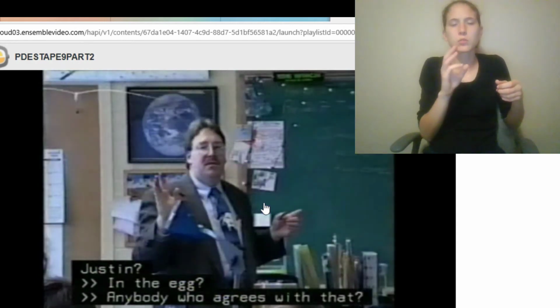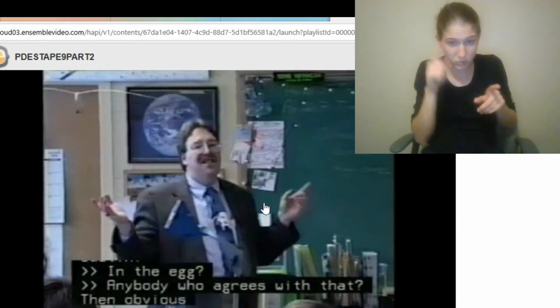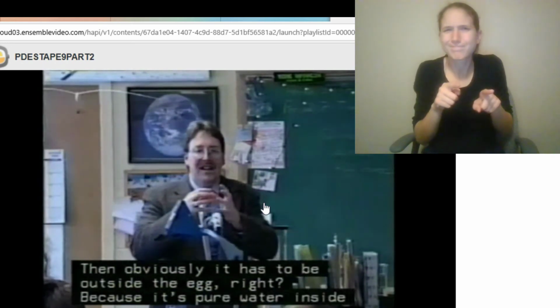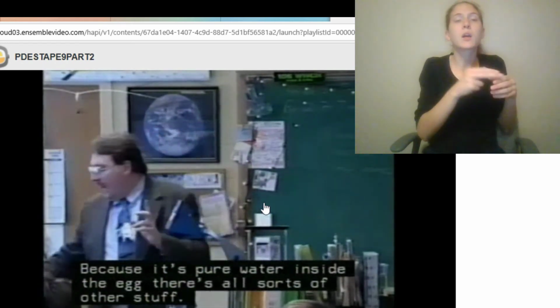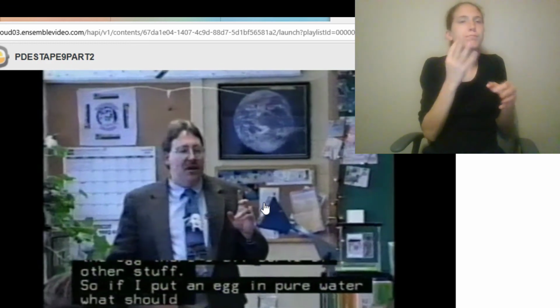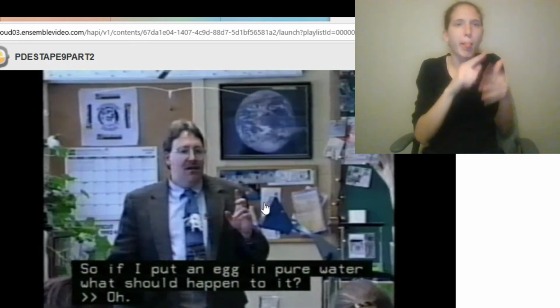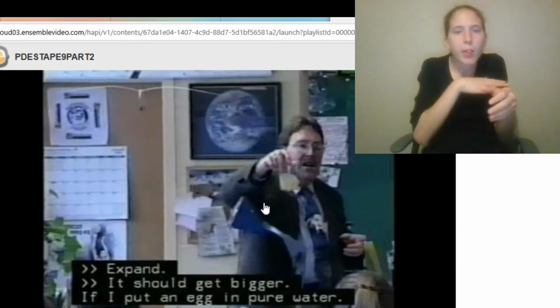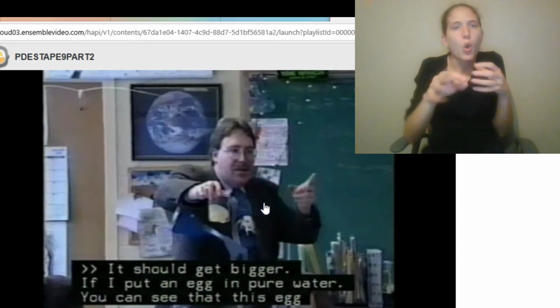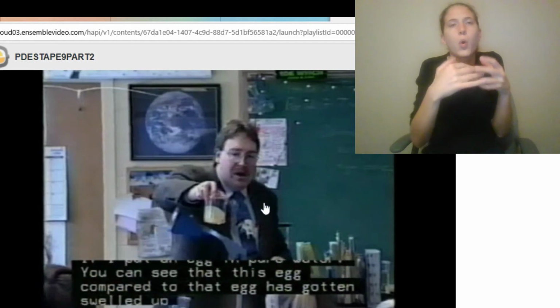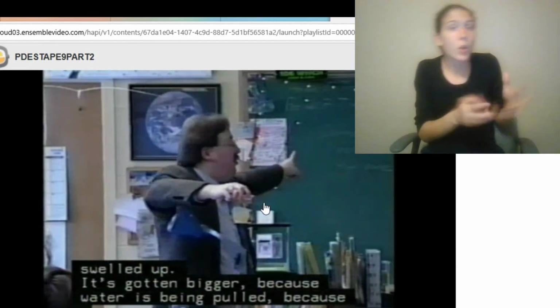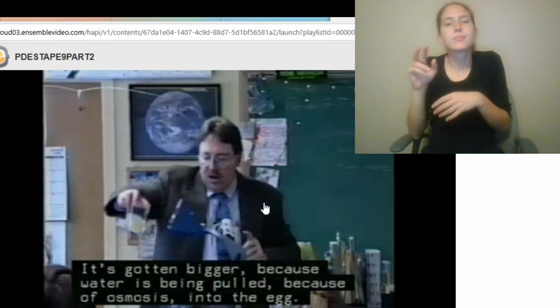Okay, anybody who agrees with that? Then obviously it has to be outside the egg, right? Because it's pure water. Inside the egg, there's all sorts of other stuff. So if I put an egg in pure water, what should happen to it? It should get bigger. You can see that this egg, compared to that egg, has swelled up. It's gotten bigger because water is being pulled, because of osmosis, into the egg.